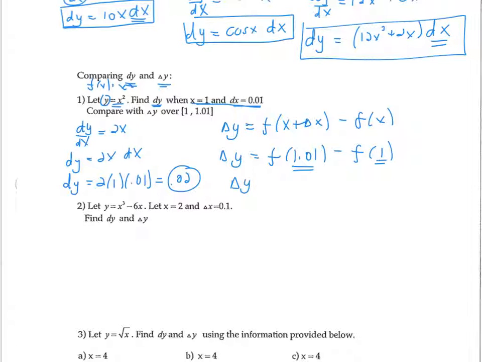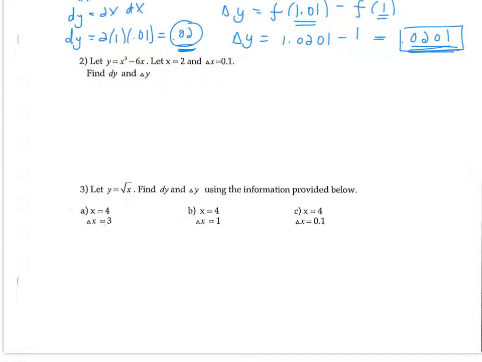So we would have delta y equal to 1.0201 minus 1, and that would give us a value of 0.0201. So dy equals 0.02, delta y is 0.0201, just a little bit more precise because it goes out to a few decimal places, but you see that dy is a pretty good approximation of the value of delta y at that particular point.